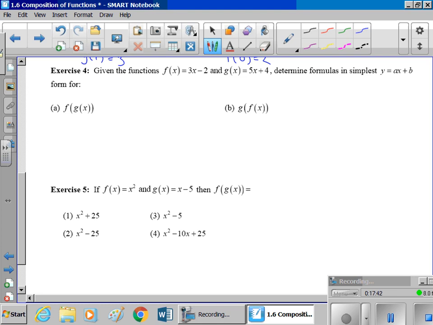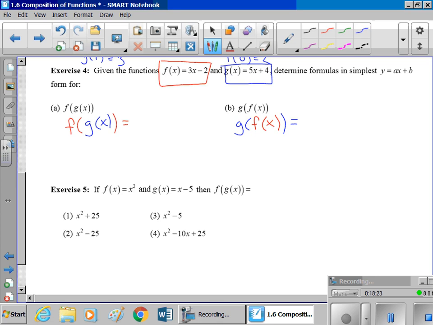Exercise 4. Given the functions f of x equals 3x minus 2 and g of x equals 5x plus 4, both linear functions, determine formulas for the simplest y equals ax plus b form. So in this case, we're going to start with f of x, and we are going to embed the g of x inside of there. So I'm going to rewrite these in color so it makes it a little bit easier to see.